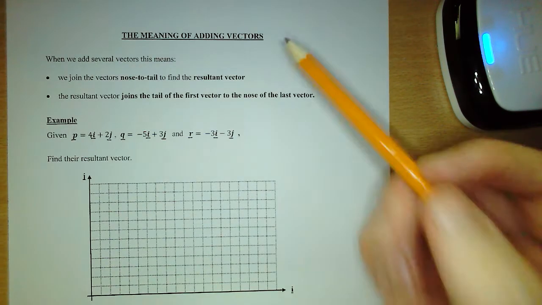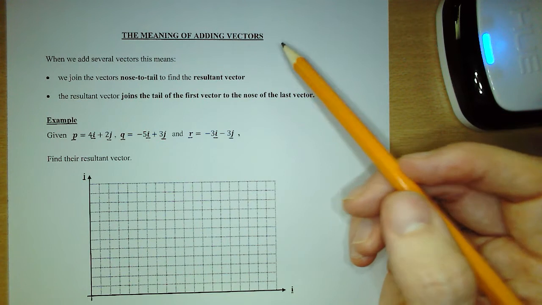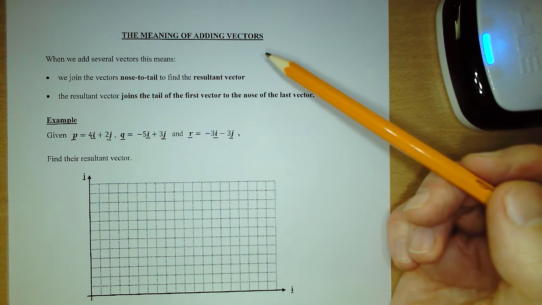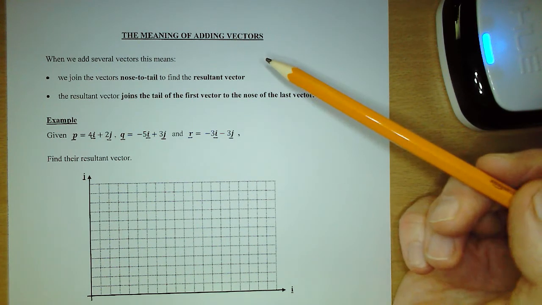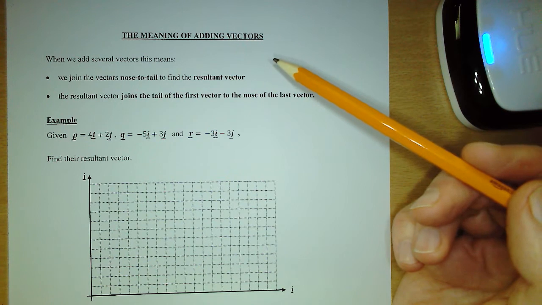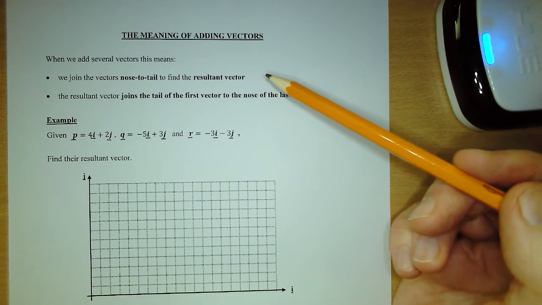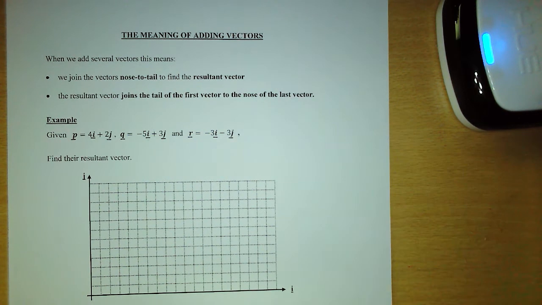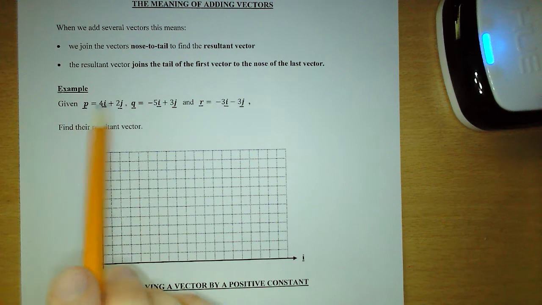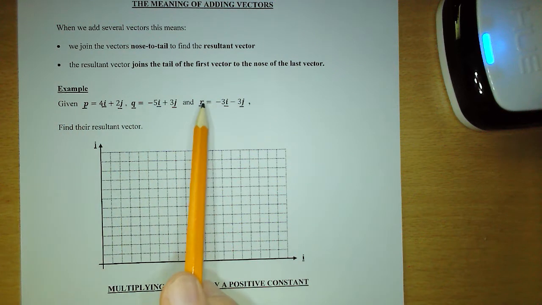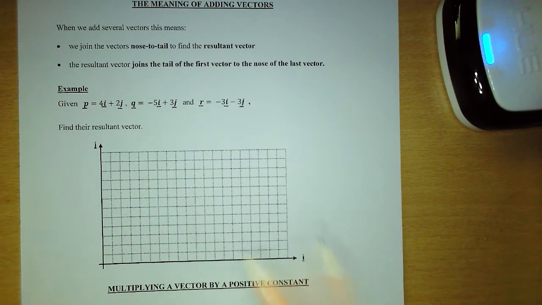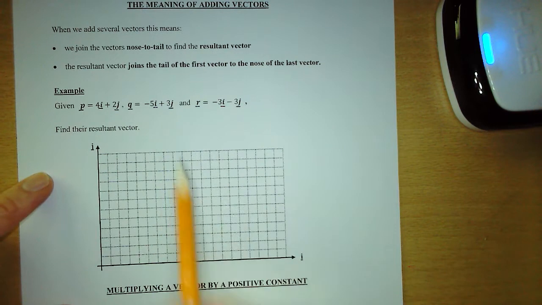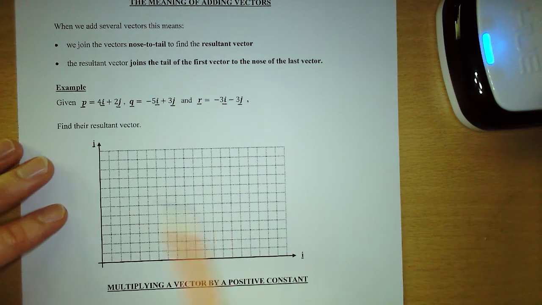We're now going to look at the meaning of adding vectors. When we add vectors together, this means we are joining each vector nose to tail to find the resultant vector. So, if we take the same three vectors again as before, p, q and r, what we're going to do is add them physically speaking.